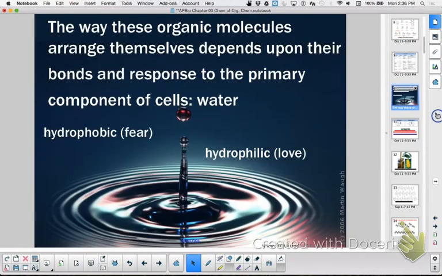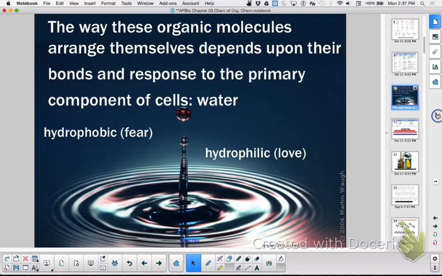But one thing that's important is to understand if something's hydrophobic or hydrophilic. And we know hydro means what? Water, and philic means love. So if it's water loving, it means it can interact with water. What do you need to be in order to interact with water? Polar.